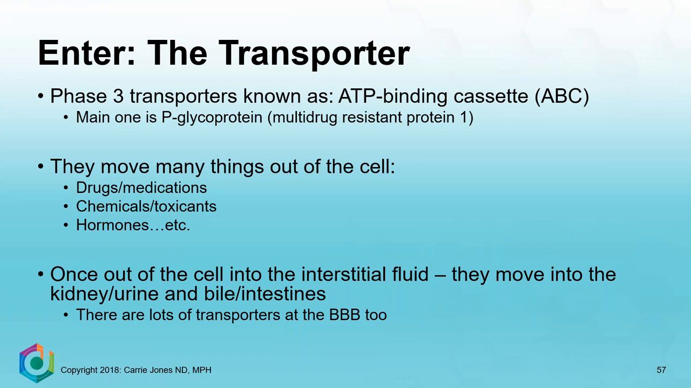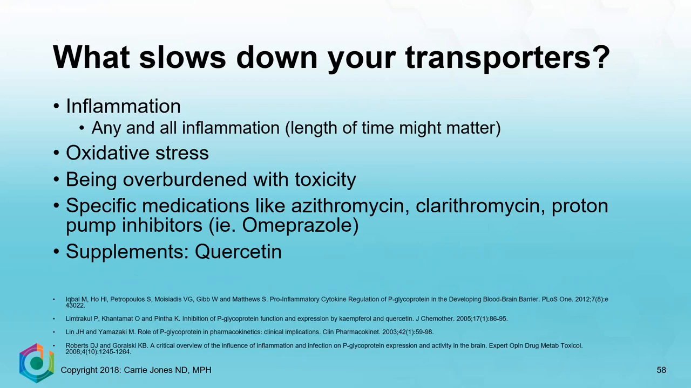And once they are out of the cell, they're in the interstitial fluid, and now they can be moved into your kidney and you can urinate it out, or into your bile and through your intestines, and you can have a bowel movement. And know that there are transporters at your blood-brain barrier too. So you have these transporters, of course, all over. I mean, their job is to get you from in the cell to out of the cell so your body can properly excrete them.